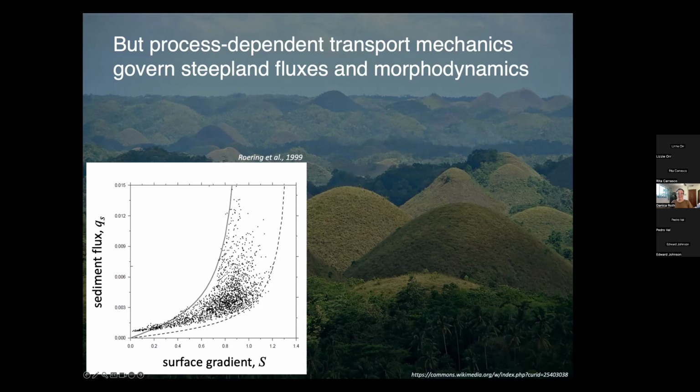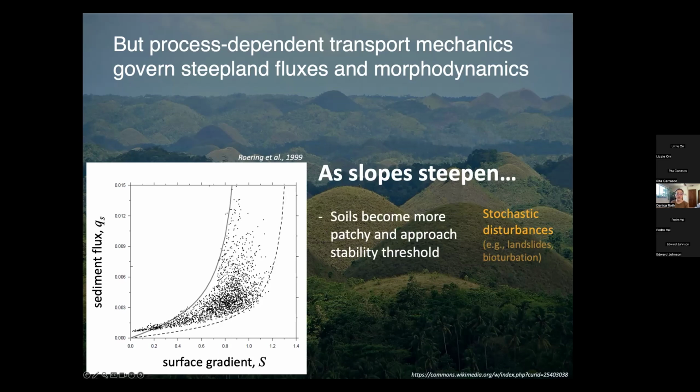So if we think more generally about steepland fluxes through a mechanistic lens, we might realize, especially those of us who think about hill slopes, that what's really happening under the hood in terms of this very noisy data is a combination of increasing soil cover heterogeneity, or patchiness, and decreasing soil stability, which means that mobilization rates are becoming dominated by large stochastic disturbances like landslides and bioturbation.